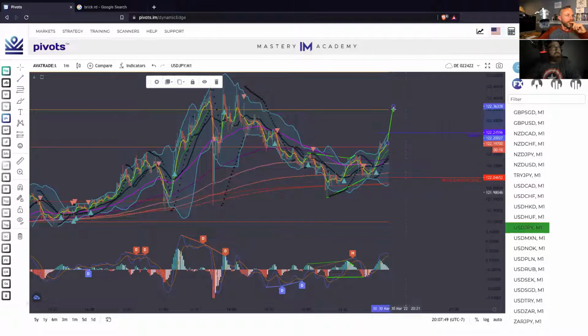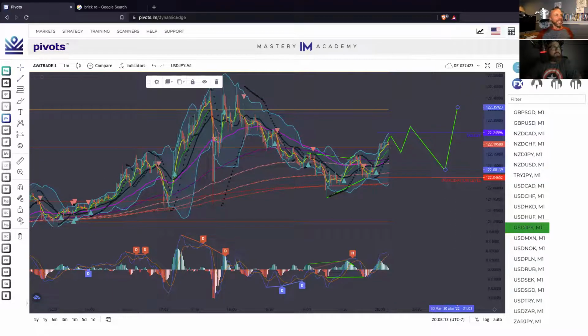Right? It's not just going to go like that. There's going to be a move like this, and then it'll go like this, and then it'll come back up like this, and then it'll probably come back down like this, and then it'll go back up.